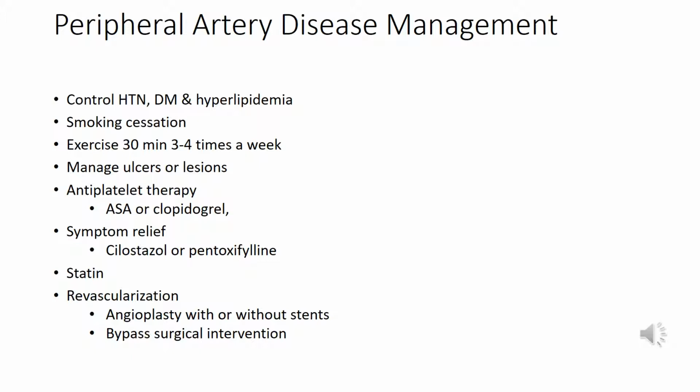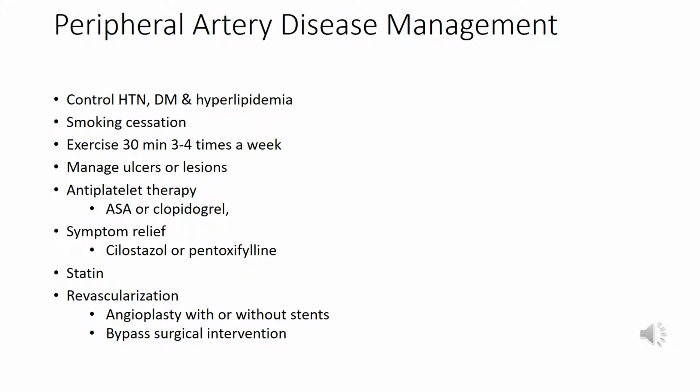When it comes to medication therapy, antiplatelet therapy is the treatment of choice. It's usually going to be either aspirin or clopidogrel. Sometimes you will have patients on dual platelet therapy based on certain risk factors. For symptom relief, the American Heart Association recommends cilostazol. You can also use pentoxifylline.